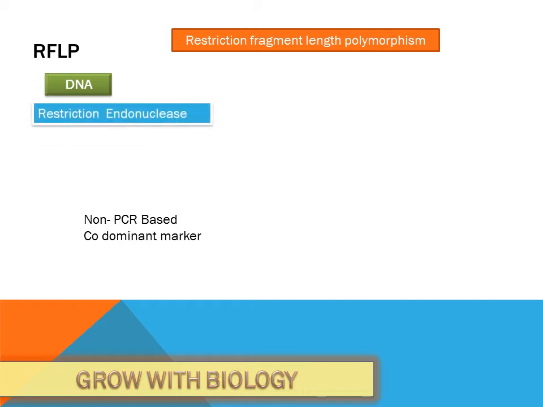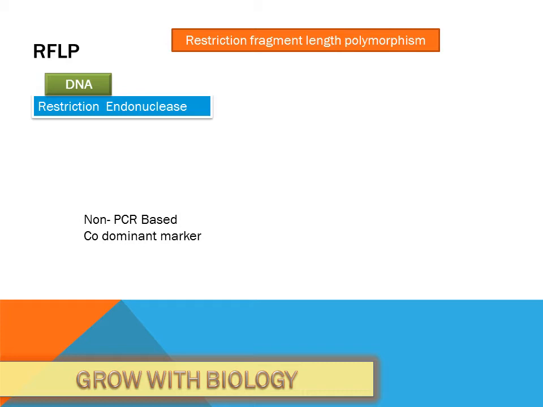In RFLP, the first word is restriction. How do we restrict? We have to restrict DNA. So restriction of DNA can be done by restriction endonuclease. Restriction endonuclease will recognize palindromic sequences on DNA, and then they will start their function, that is, they will cleave the DNA.